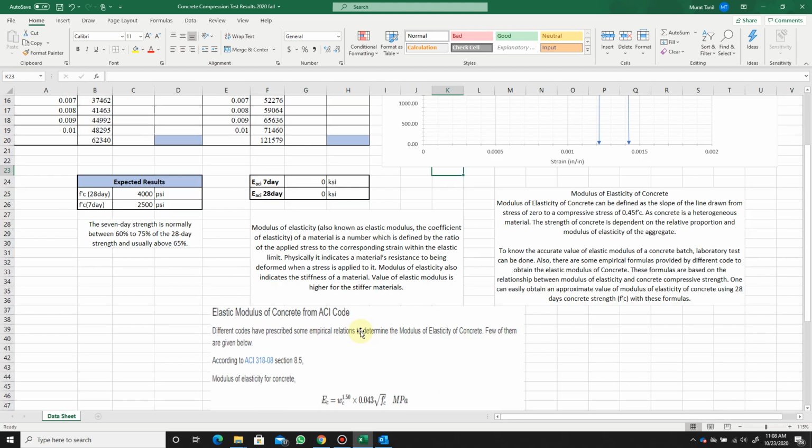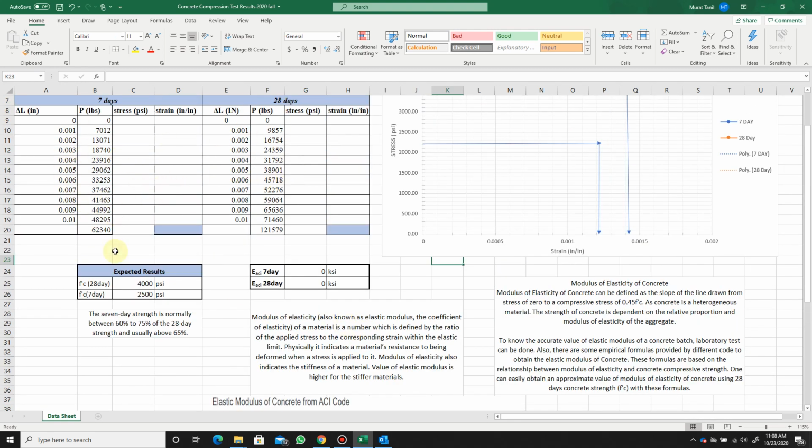So originally, this is what you receive on your Moodle. The only value that was different was for 7 days. It was 7,000 something, 70,000 something. So I'm gonna keep this same value since I start working with this maximum applied load.